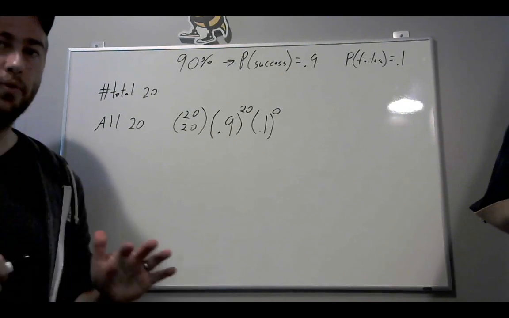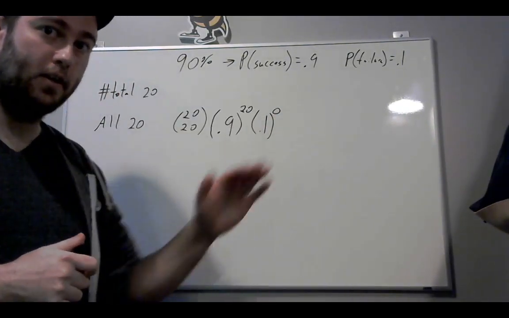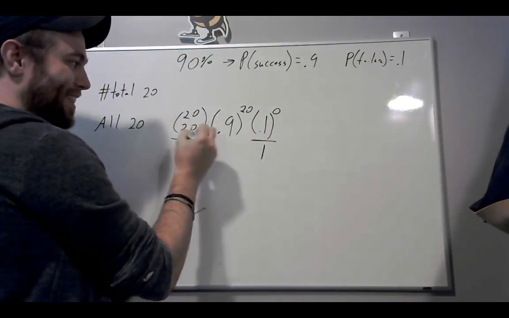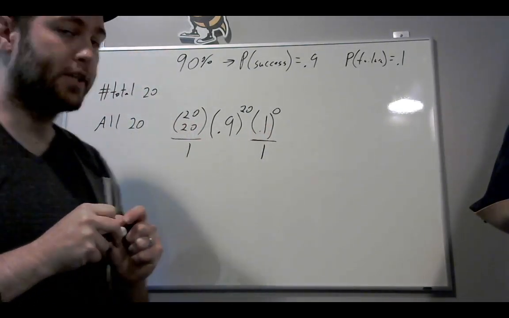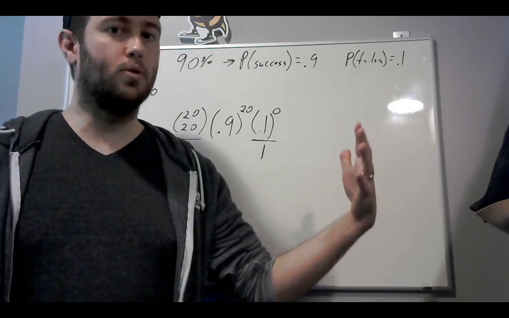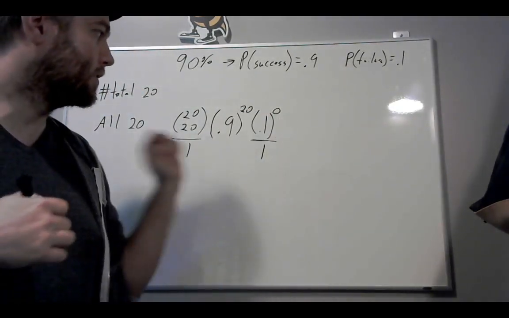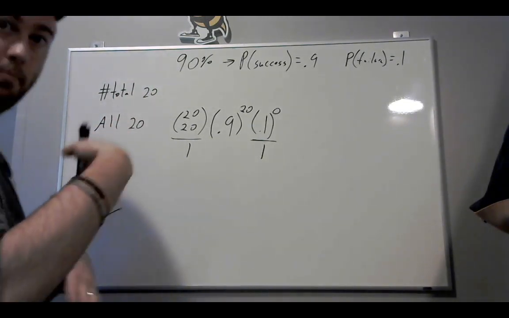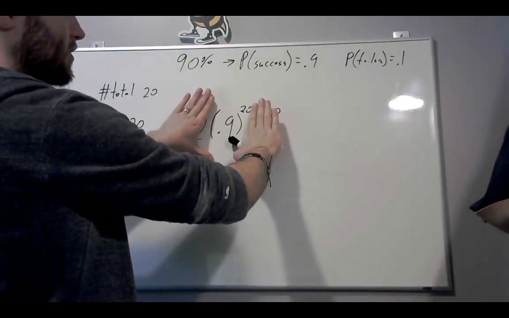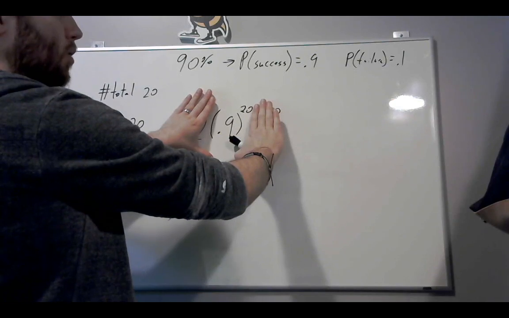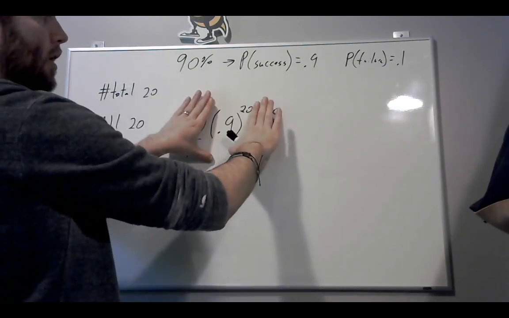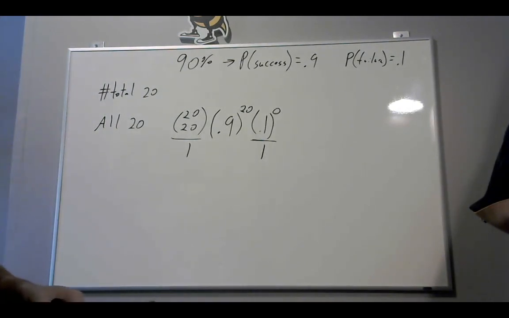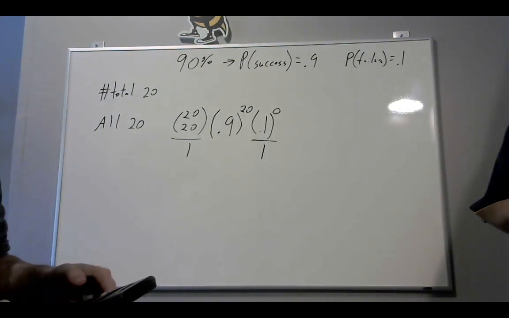A couple of things with this: this is 1, and this is also 1. 20 choose 20, there's only one way to choose all 20 of them. And anything raised to the 0 is also 1. So if you want to make all 20, or make every single one, it's just going to be your success rate raised to whatever the total was. So we can see what this comes out to be.